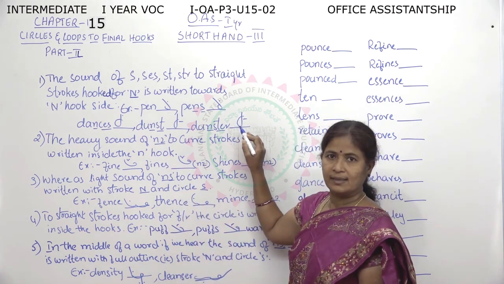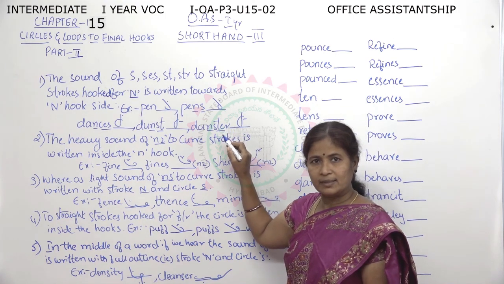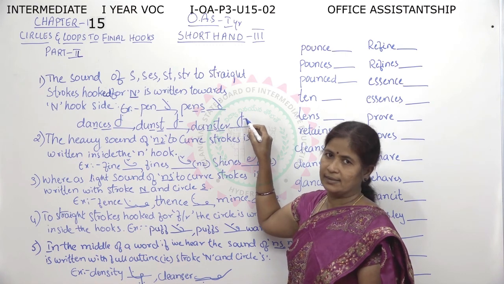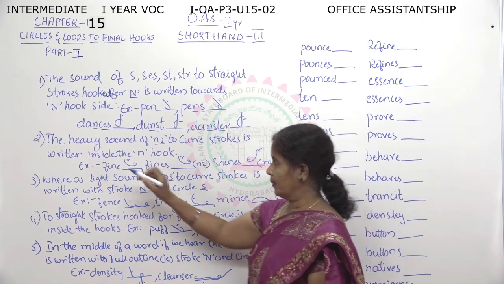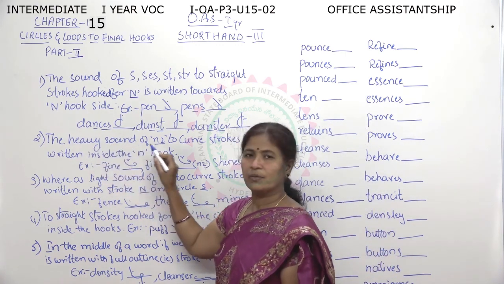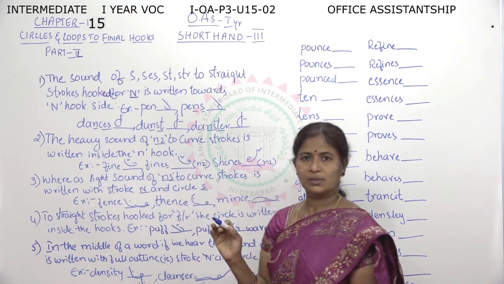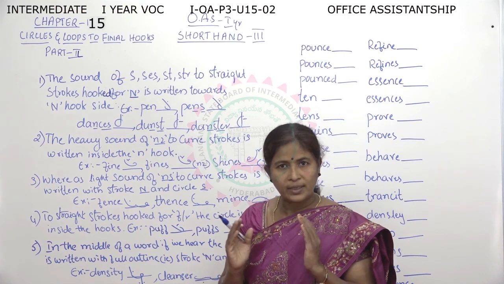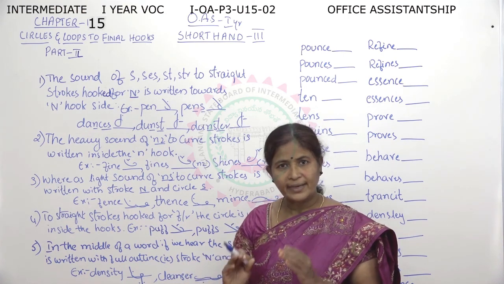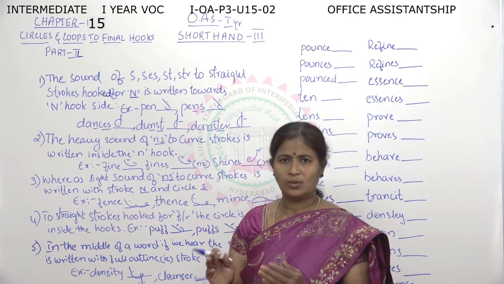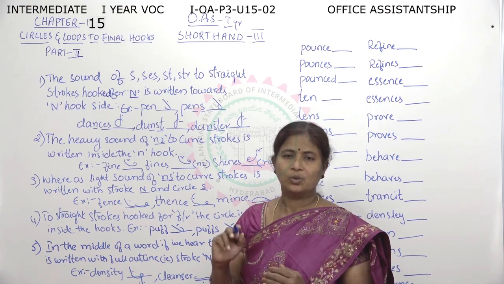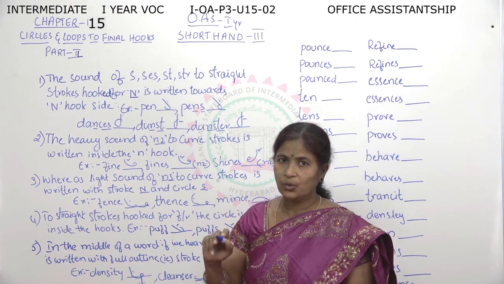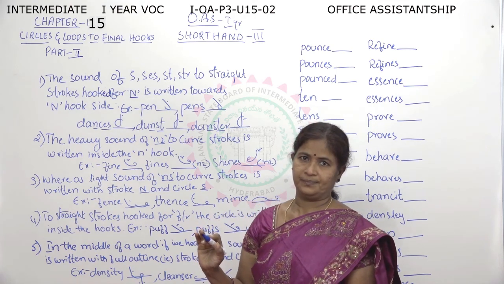Done. Stir. See, after n, we are getting the sound of stir. Turn this stir towards the n hook side. Done. Stir. Next point: the heavy sound of ends to curve strokes. If we get the heavy sound of ends only to curve strokes, we write the circle of Z, or S, or Z is a small circle, isn't it? So we write the circle inside the hooks, inside the n hook, to all curve strokes.